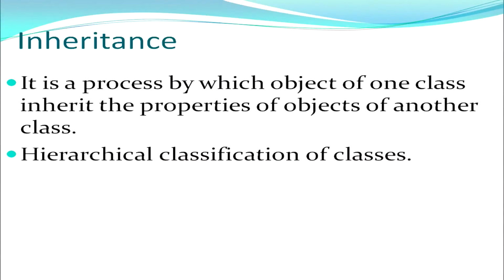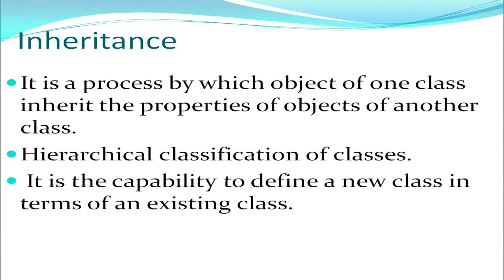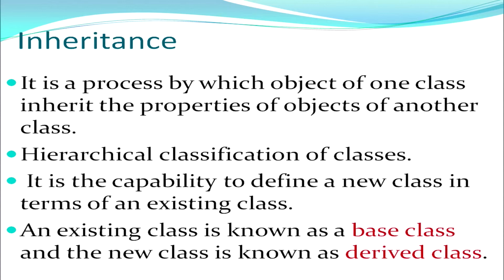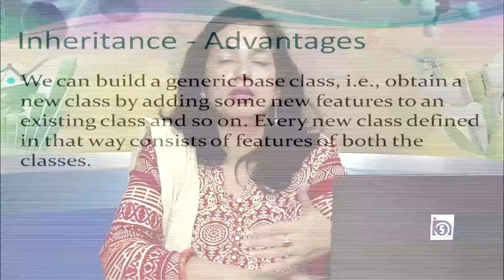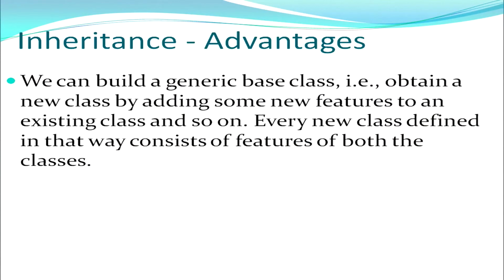It also defines the hierarchical classification of classes, and it is the capability to define a new class in terms of an existing class. The next slide will show you the example also. The existing class is known as the base class and the new class is the derived class. For example, you have a class called automobile. A bus is an automobile, a two-wheeler is an automobile. So, there are certain properties which are common that I put in an automobile class, and the different properties I take in a derived class, that can be a bus, a car or a two-wheeler, anything.